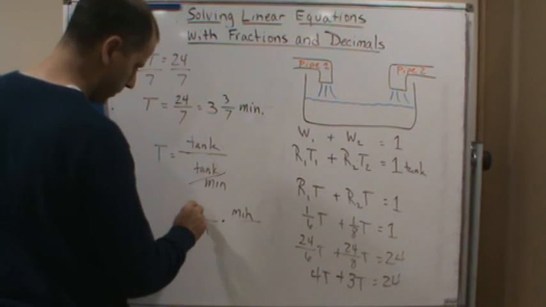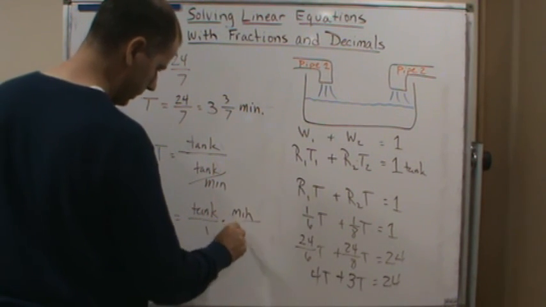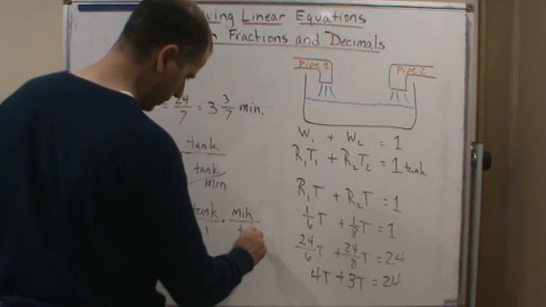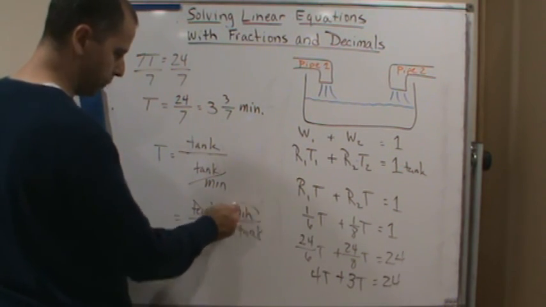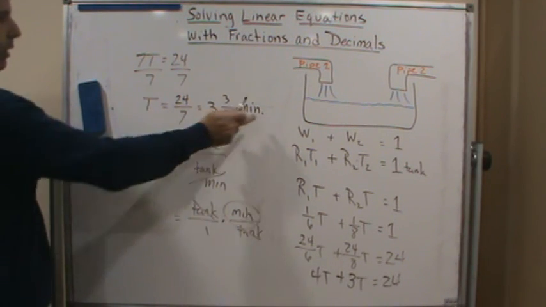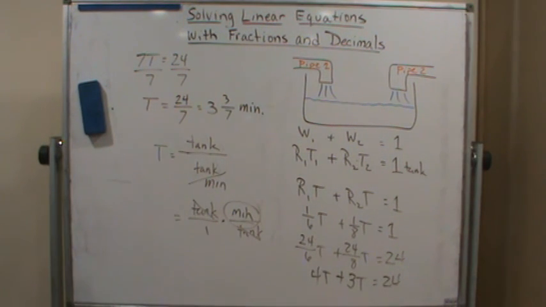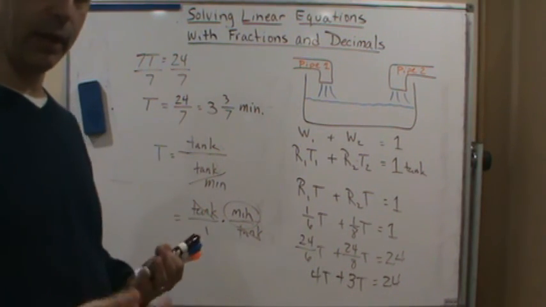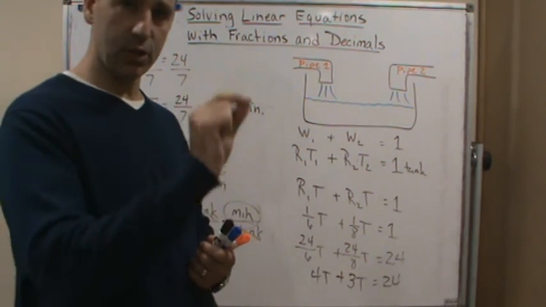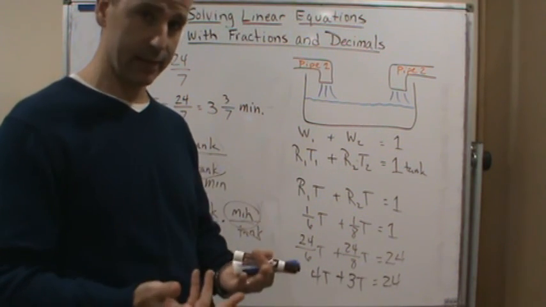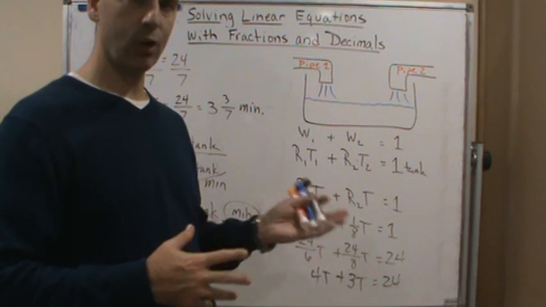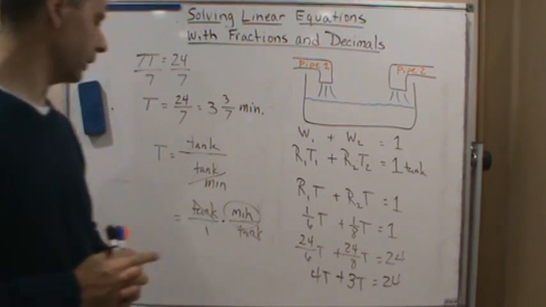And so this becomes tank and tank, and these units cancel, and I end up with minutes, which is exactly what I want. So always, if you're unsure about your formula, just do your unit analysis and make sure that all of the units cancel and you end up with the units you expect based on the question they want you to answer.